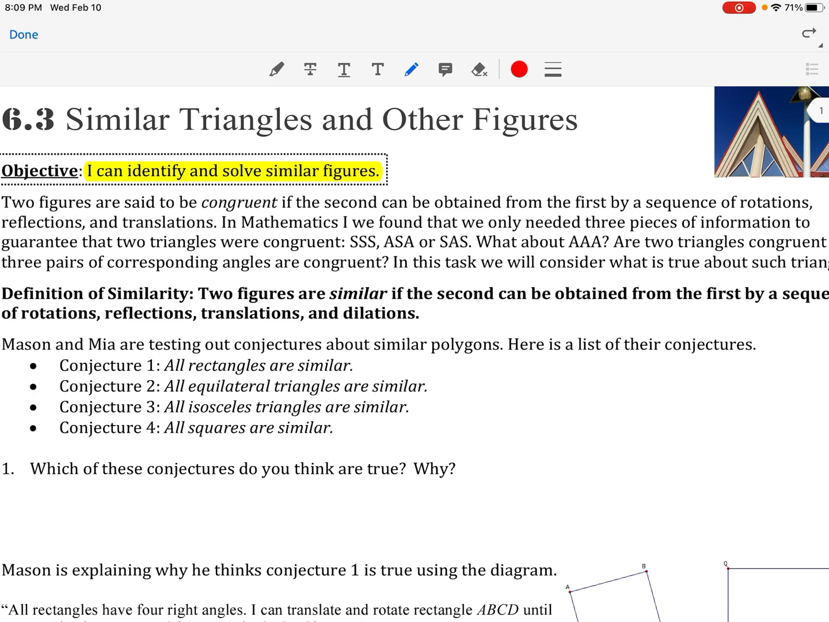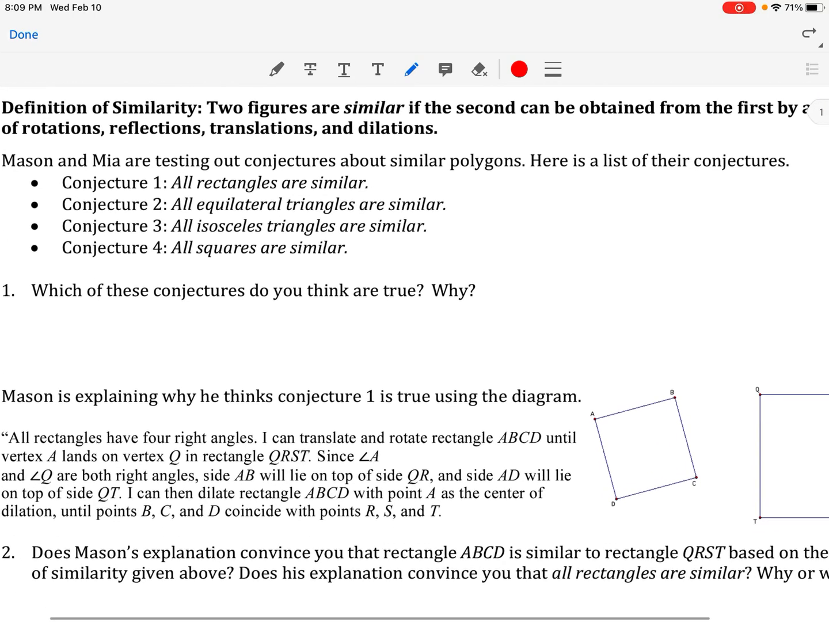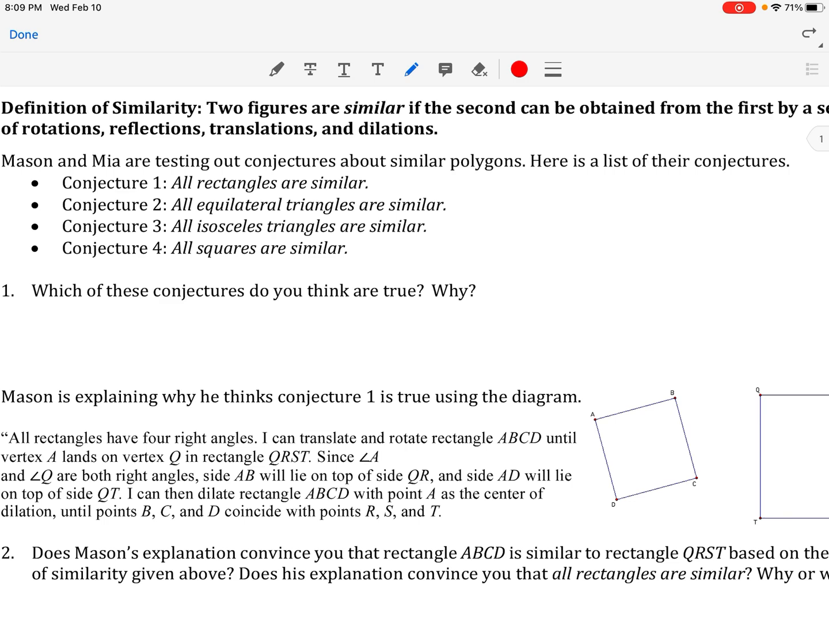So when we're looking at similar figures, it's the same idea. However, we have similar figures when we do all of those transformations as well, and we're going to include dilations, since that's what we focused on last time. With similar figures, we can also use dilation, so they can be different sizes. So we are going to be looking at some ideas here. Just like we talked about, we add the dilations into that factor.